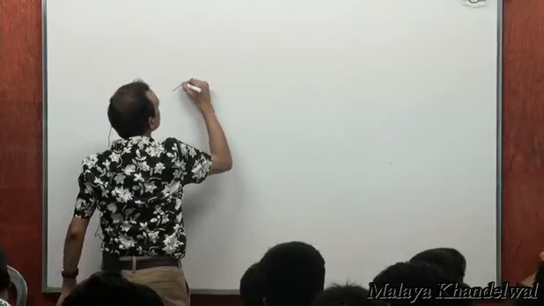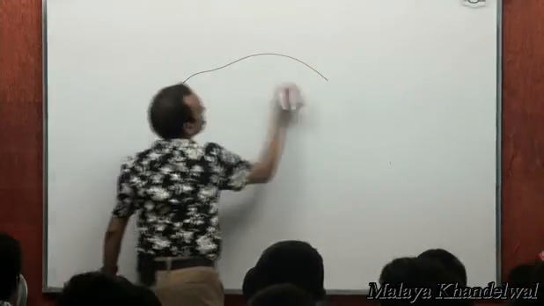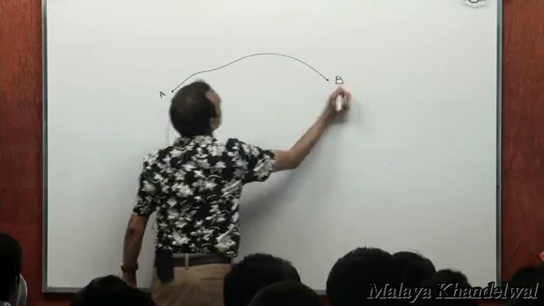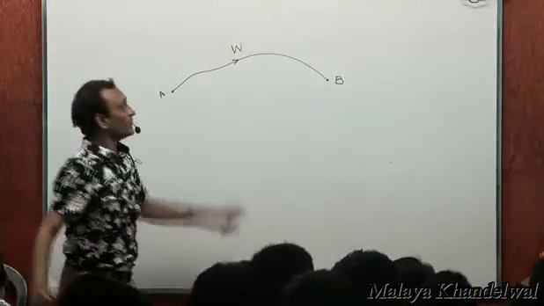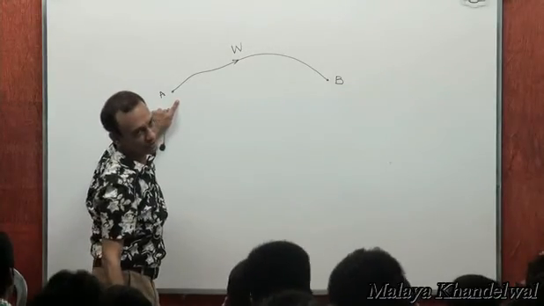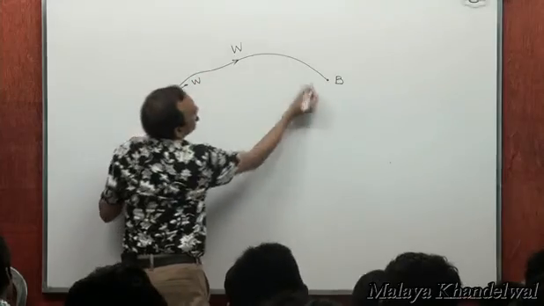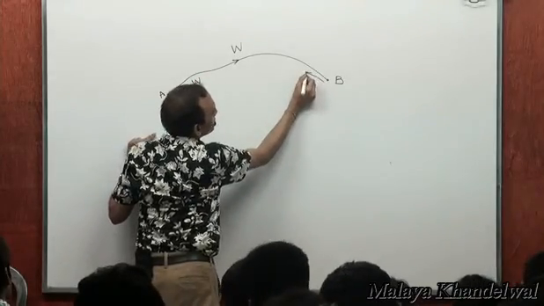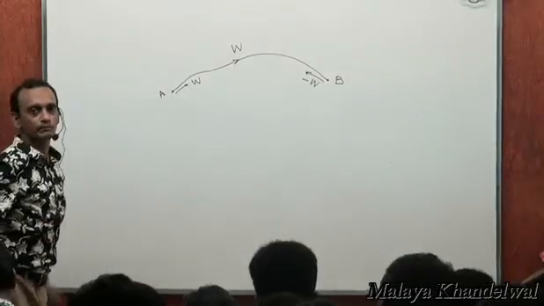Now, one thing is evident. If the work done from A to B is W units, then the work done from B to A will be minus W along the same trajectory. If I go this way, the work done is W, but if I went from B to A, the work done would be minus W. Right? Clear?